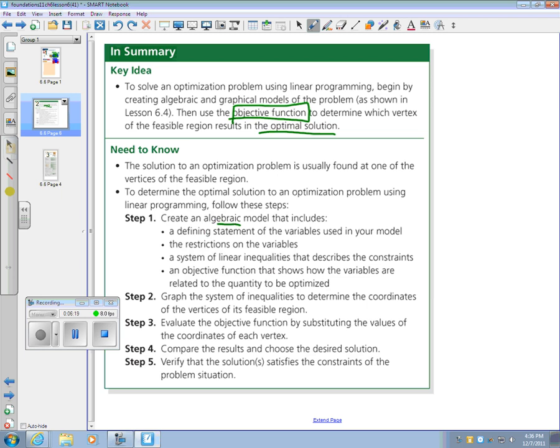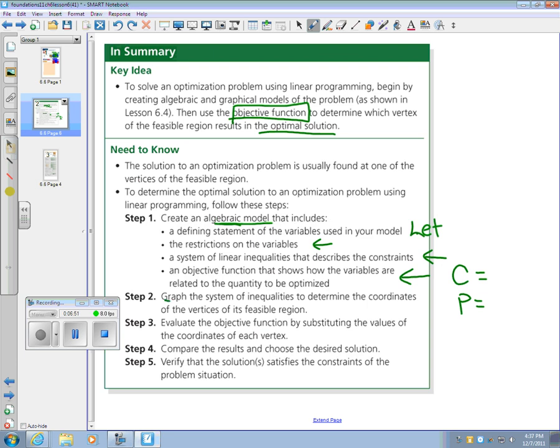First of all, we do algebraic. We do a defining statement, a let statement. Then we do the restrictions. Okay, so are we only talking about things that are less than or equal to 4? We are doing linear inequalities that describe these constraints. And finally, we create an objective function. Usually we're talking about cost or profit, some sort of equation that we're trying to optimize.